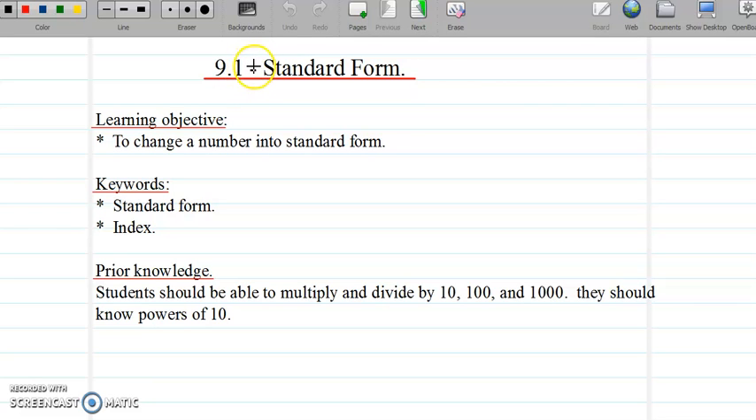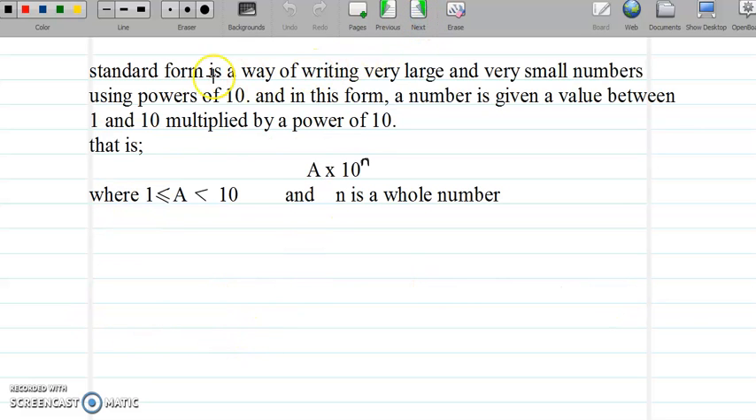Okay, in today's topic, we look at the standard form, and the learning objective is to change a number into standard form, and these are the keywords we have. But before we embark on this, students should be able to multiply and divide by 10, 100, and 1000. They should know power of 10. Okay, so let's note this before we start.